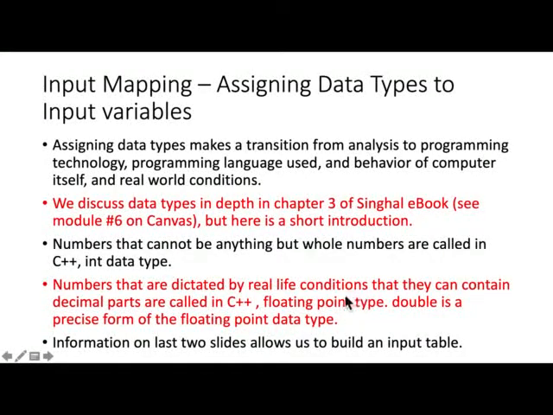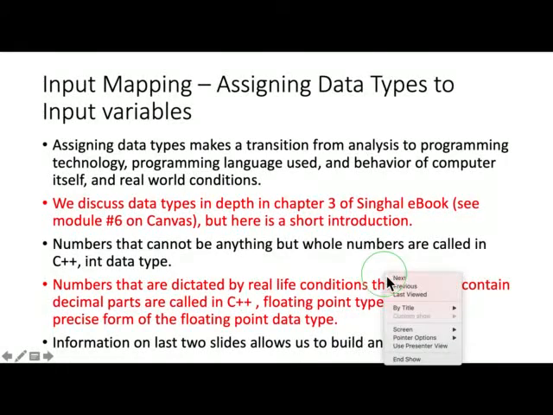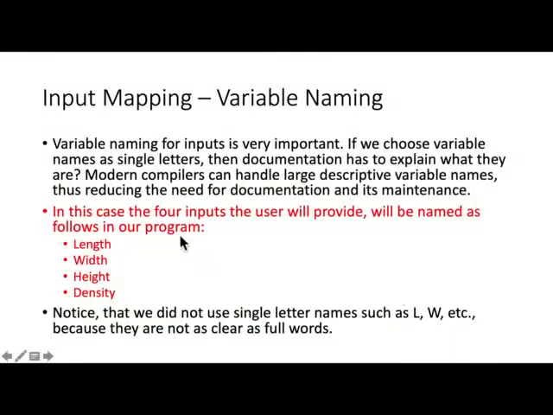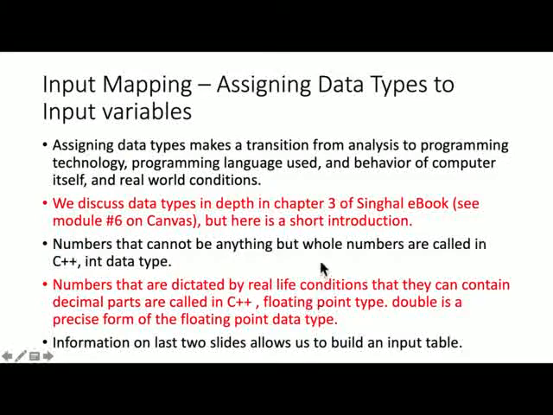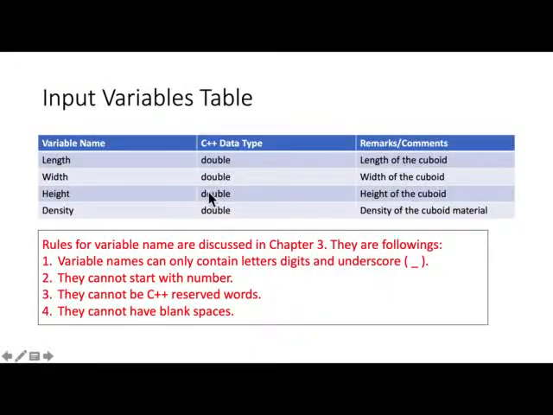Information on this slide and the previous slide where we chose the name. In this slide, we have these rules for data type selection. It allows us to build an input table. And that's my input table. I have the variable name in the first column, the C++ data type for that in the second column, and any remarks or comments I would like to make in the third column.